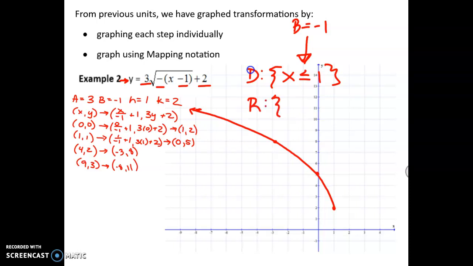The range is still greater than, but this time it's greater than 2. That's because all your y values are above 2. So again, notice that the range is your k value, the domain is your h value, but then the signs change because of the flips.